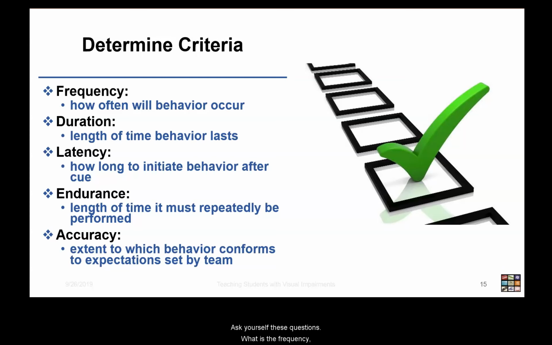Ask yourself these questions. What is the frequency, or how often will the behavior occur? What is the duration or length of time the behavior should last? What is the latency, or how long will it take for the student to initiate the behavior after being given a cue? What is the endurance or length of time it must repeatedly be performed to be achieved? And finally, what is the accuracy you expect to see?